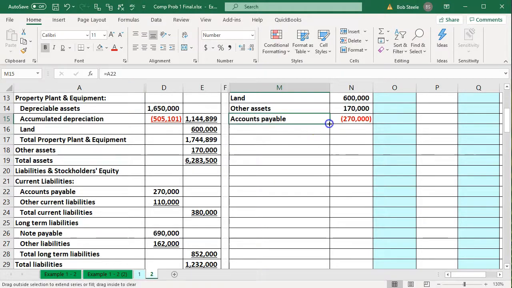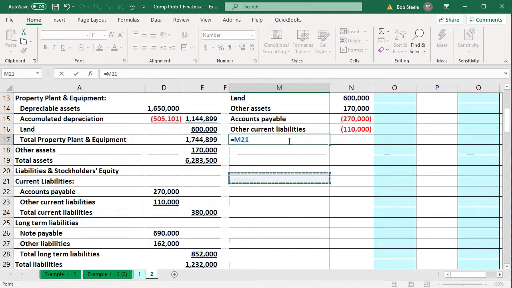So I'm going to put my cursor on the fill handle, autofill that down. We're going to do that over here as well. We're going to put our cursor on the fill handle and autofill that down. Then we're going to go on to the next item, equals. We're down here now. Where are we at? We're down to the notes payable. I'm going to hit enter, then autofill to the other liabilities.